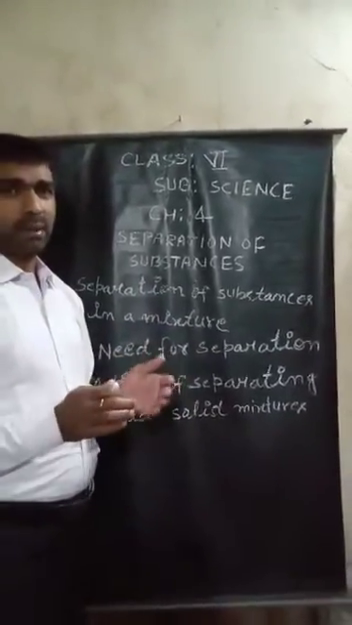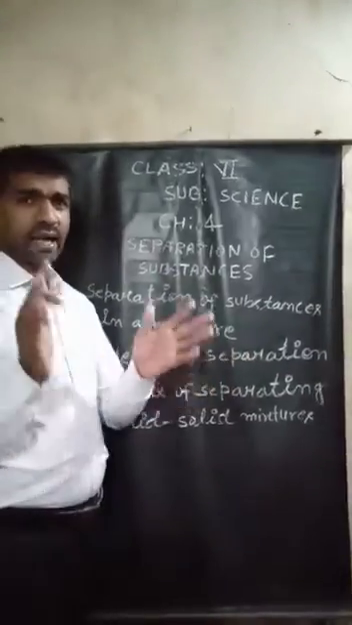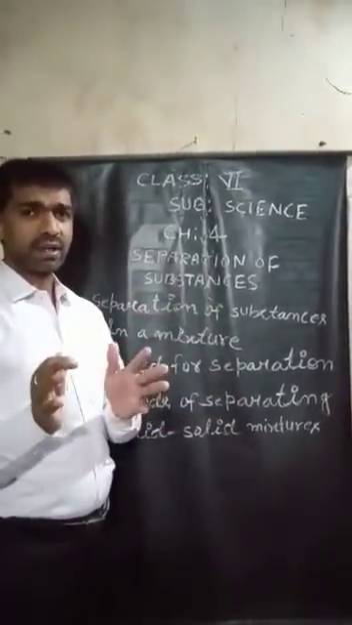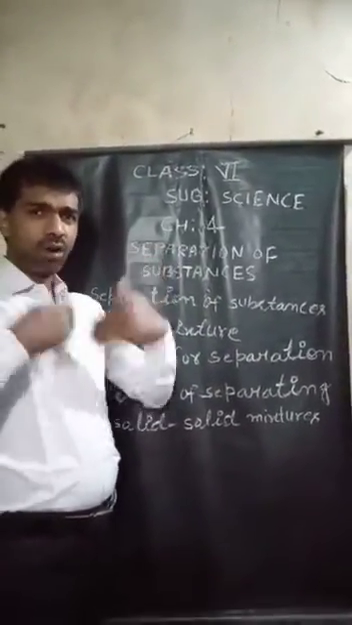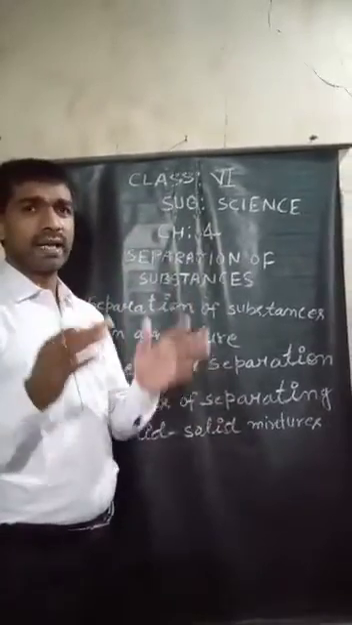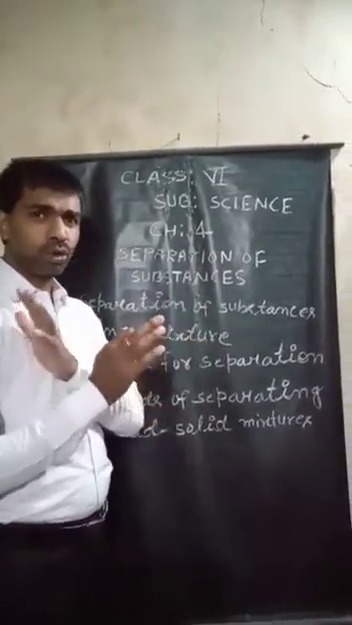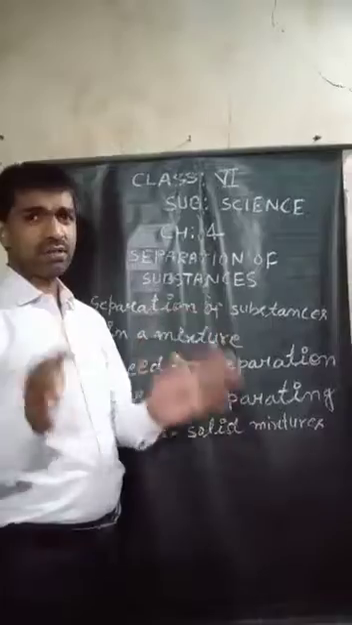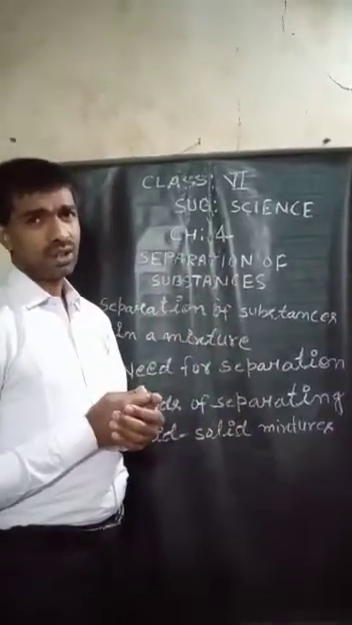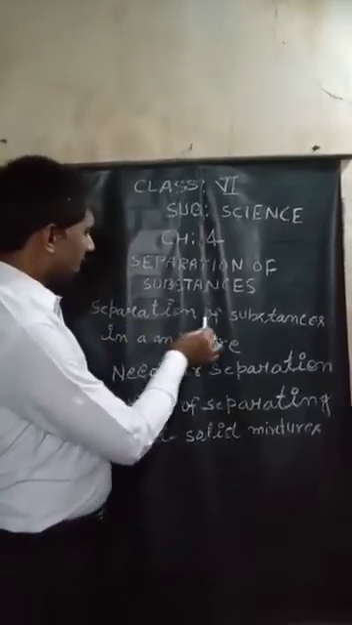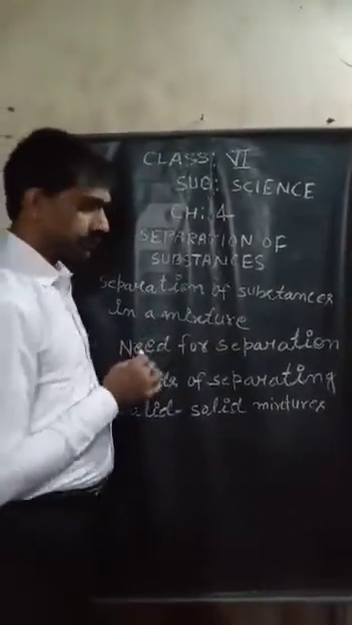So like this, in the mixture of iron filings and sulfur, the magnet attracts all the iron filings from the mixture, and that's why the iron filings and the sulfur will be separated from the mixture. So this is my explanation about separation of substances in a mixture.